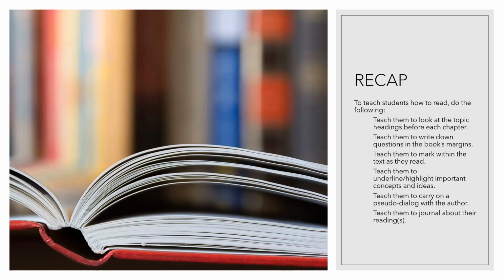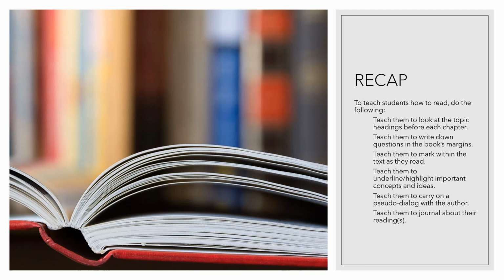So this is a recap. To teach our students how to read, we will have to do the following. Teach them to look at the topic headings before each chapter. Number 2, teach them to write down questions in the book margins or in their notebook or on their electronic device, whatever means they have for recording information. Step 3, teach them to mark within the text as they read, either by underlining or making comments or highlighting as we have in step 4. Teach them to underline and highlight important concepts and ideas.